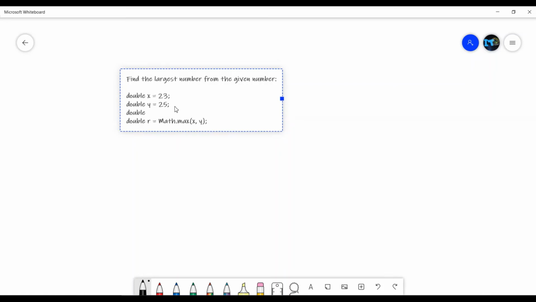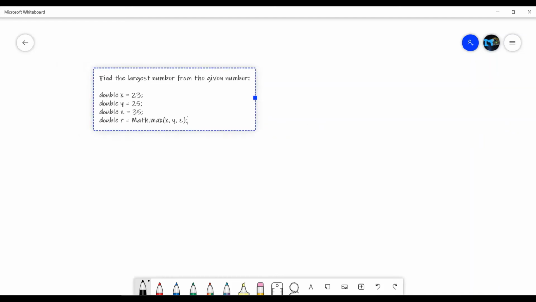Let's take another number here. Let's take double z equals 35, and find the larger one. How to do that? You might do it this way, like x, y, z. But this is the wrong concept. Your Math.max method takes only two arguments. You cannot put a third argument, or more than two, in your function arguments.